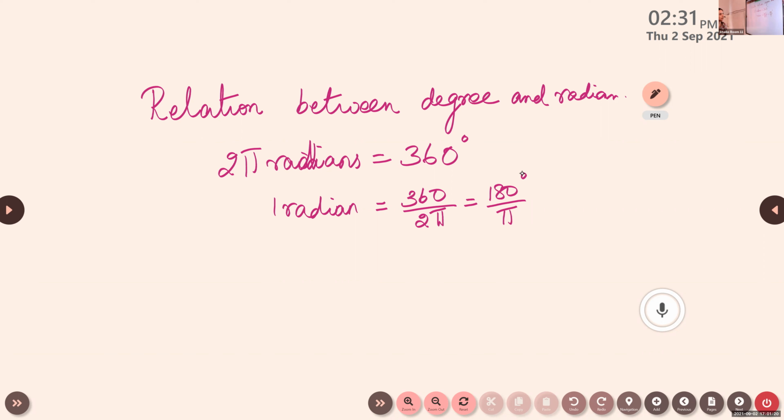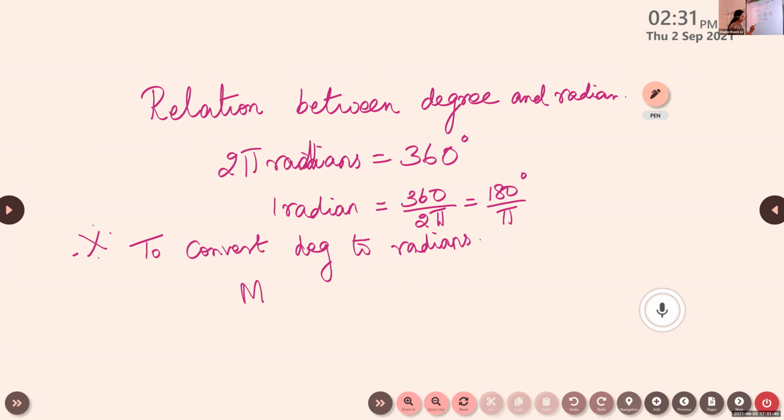So this is a relation. 1 radian is 180 by pi degrees. So to convert, listen children, this formula you have to learn. To convert degrees to radians, what you have to do? Multiply by pi by 180. If you are given degrees and want to convert that into radians, multiply by pi by 180.